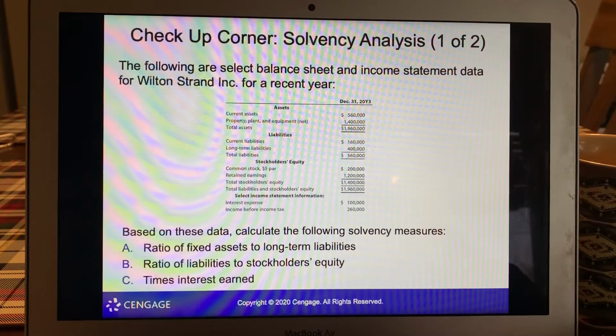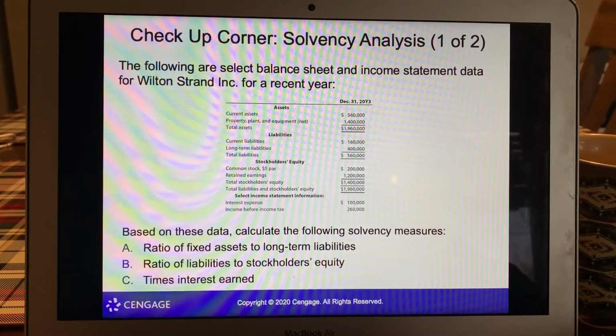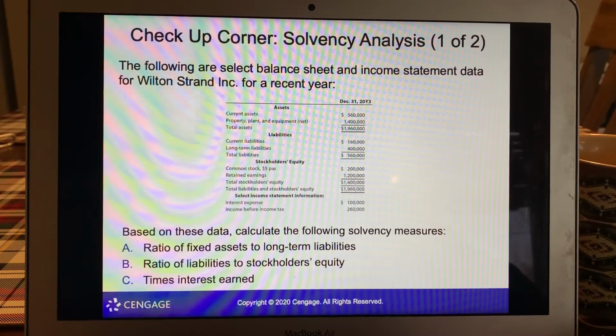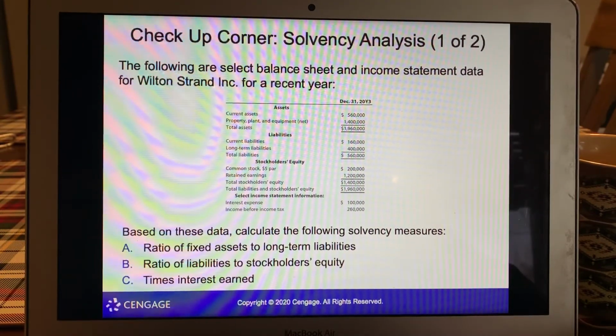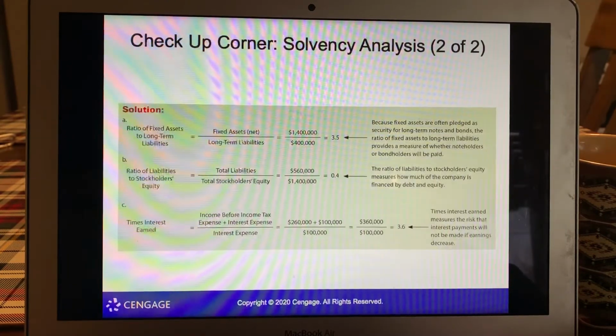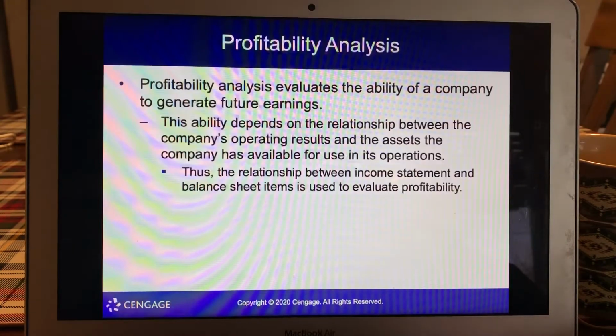So here's another checkup corner, I'll let you go do this. Go ahead and go through that. It's also in the book if you need to look at it to take a deeper look at these. But here's what the requirements are, what it's asking you to do, which is similar to the homework. So here are the answers. Go ahead and take a look at that on your own.